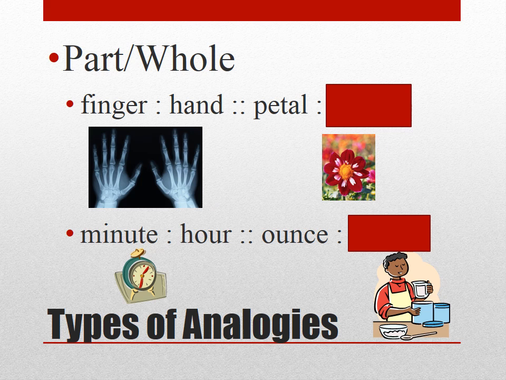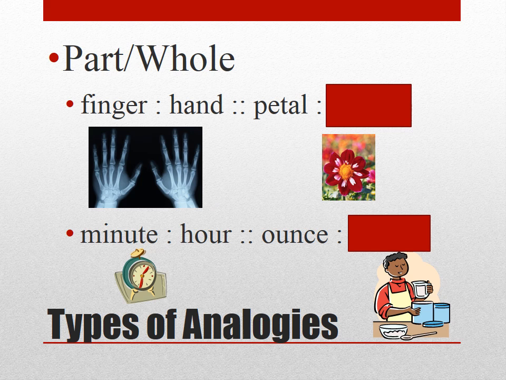Now we have part to whole. So you have to think of the whole thing. So maybe a whole pizza or a whole hand or a whole job, and think what would be the part of that. So we have our hand is a whole object and our fingers are different parts of that.